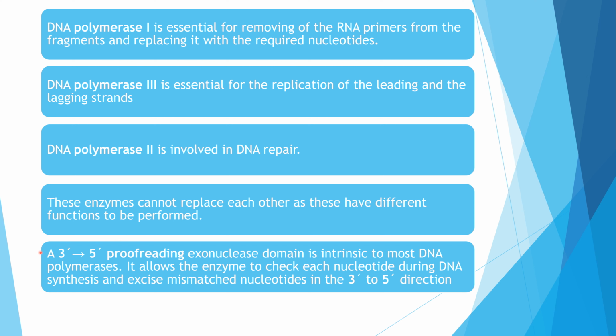A 3 to 5 direction proofreading exonuclease domain is intrinsic to most DNA polymerases. It allows the enzymes to check each nucleotide during DNA synthesis and excise mismatched nucleotides in the 3 to 5 direction. The 3 to 5 exonuclease is the proofreading activity.